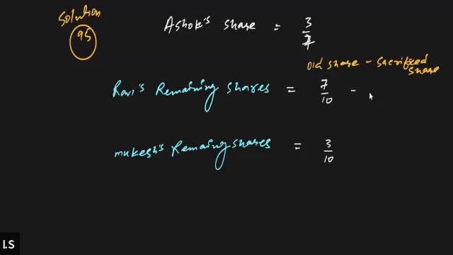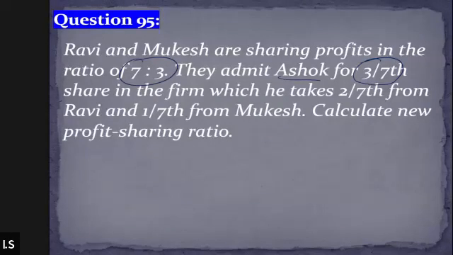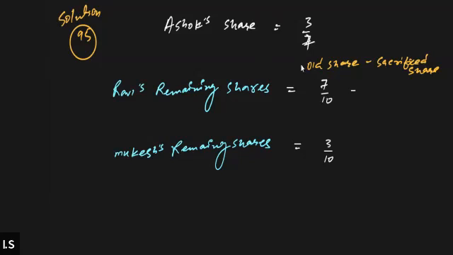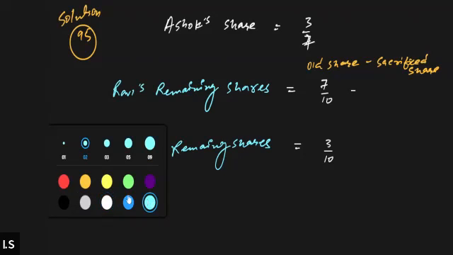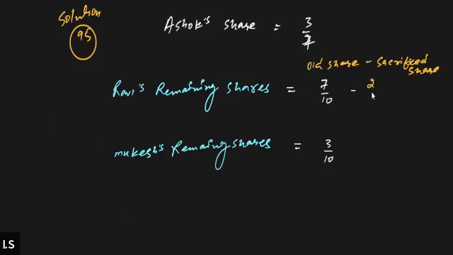Now we will subtract the sacrificing share. How much has Ravi sacrificed? That is given in the question. See, Ravi has sacrificed 2/7, and Mukesh 1/7. So we will simply subtract 2/7 out of 7/10, and in the case of Mukesh, 1/7 out of 3/10.